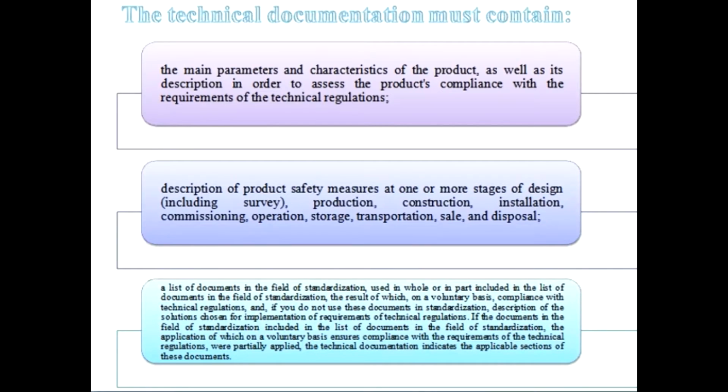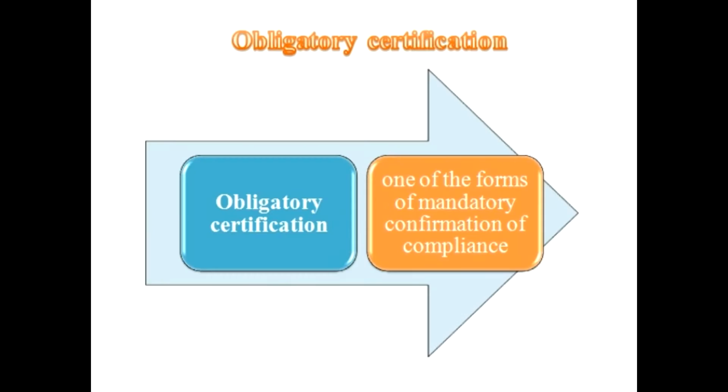Technical documentation may also contain a general description of the product, design and technological documentation for the product, diagrams of components, assemblies, and circuits, descriptions and explanations necessary for understanding these schemes, as well as the results of design calculations, control, and other documents that serve as a reasoned basis for confirming the product's compliance with the requirements of technical regulations. Obligatory certification.